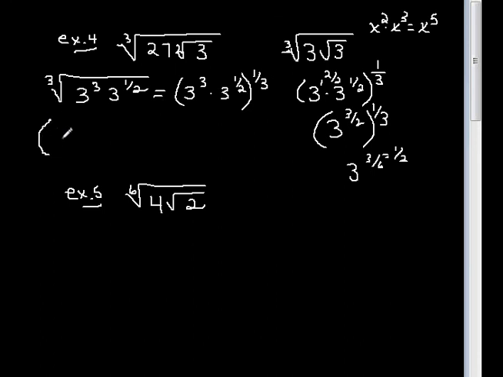Now we can add our exponents. 3 is the same as 6 halves, right? So we would have 6 halves and 1 half would be 7 halves to the 1/3 power. And when we multiply them, because it's now power to power, we get 3. This is all just understanding exponent rules. 3 to the 7/6. I love doing these problems.